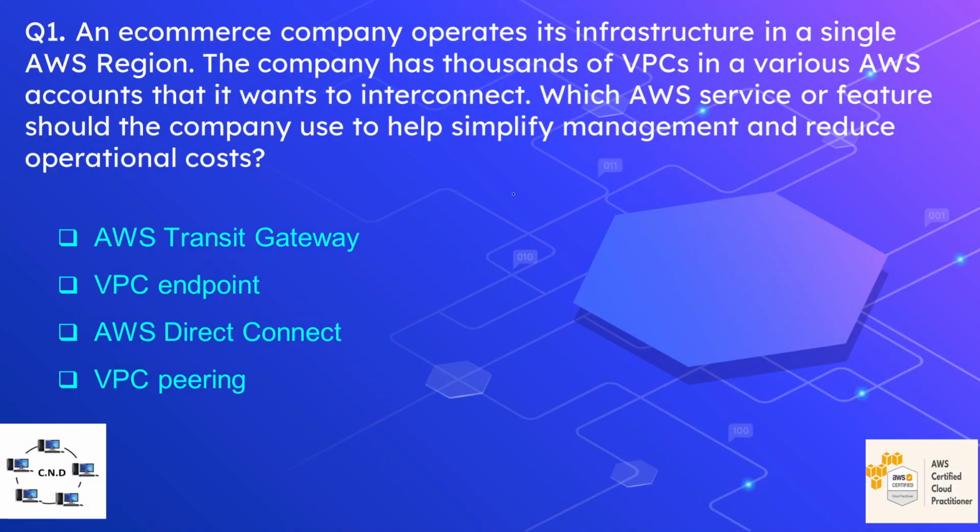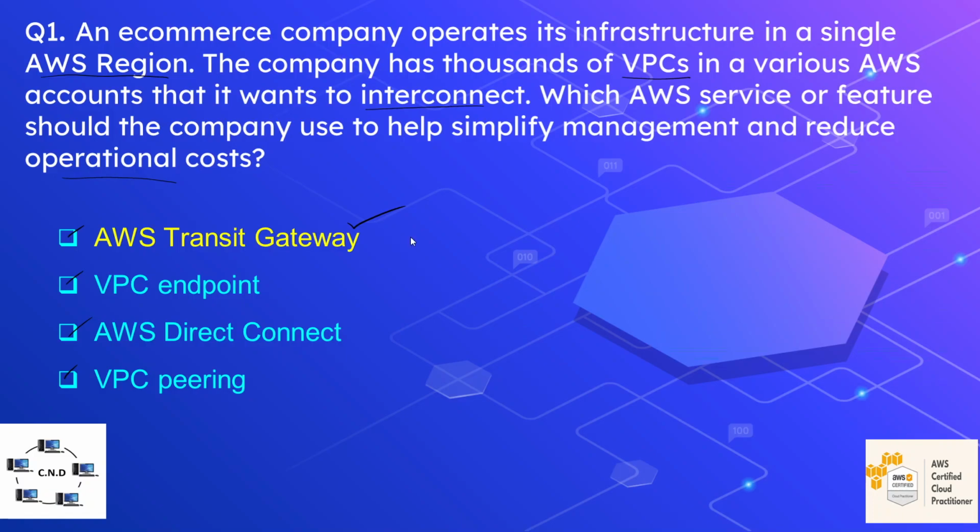So, question number one is that an e-commerce company operates its infrastructure in a single AWS region. The company has thousands of VPCs, virtual private clouds, in various AWS accounts that it wants to interconnect. Which AWS service or feature should the company use to help simplify management and reduce operational costs? And the options are option A, AWS Transit Gateway, option B, VPC Endpoint, option C, AWS Direct Connect, and option D, VPC Peering. And the correct option is AWS Transit Gateway.